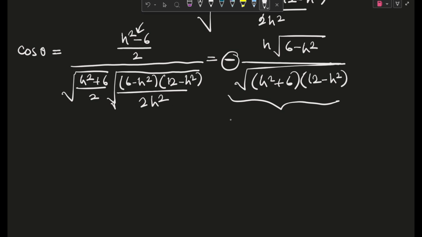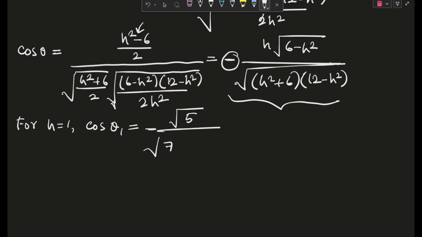So theta will be cosine inverse of this. So let's find out the cosine theta values at 1 and 2. If they come out to be same, very good. If they don't, then it's not constant, right? So for h equals to 1, let's take this to be, say, cosine theta of 1. This will come out to be minus of root 6 minus 1 is 5, and this is root 1 plus 6, 7 into 11. So this thing is coming out to be minus of root 5 by 77.